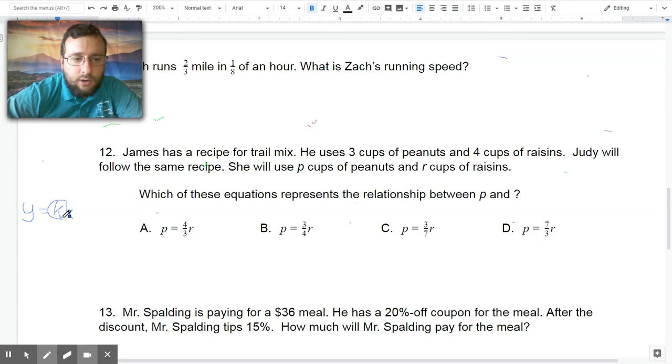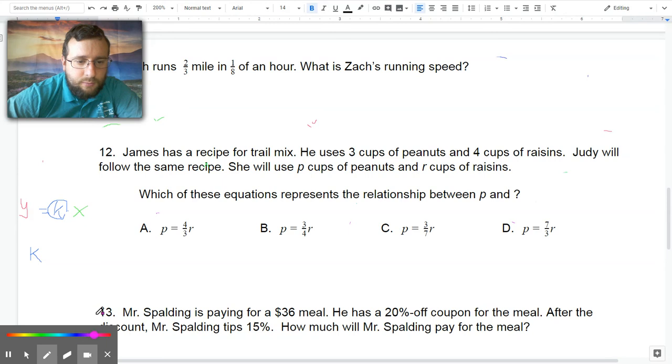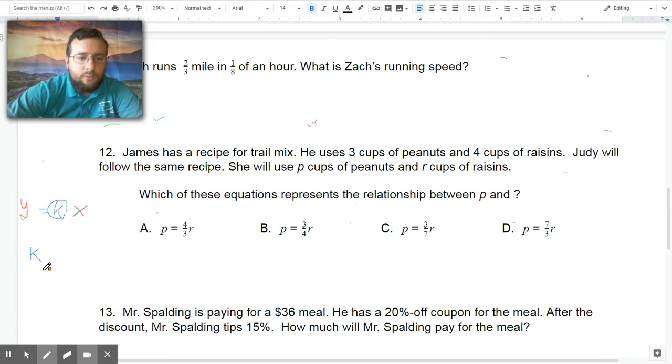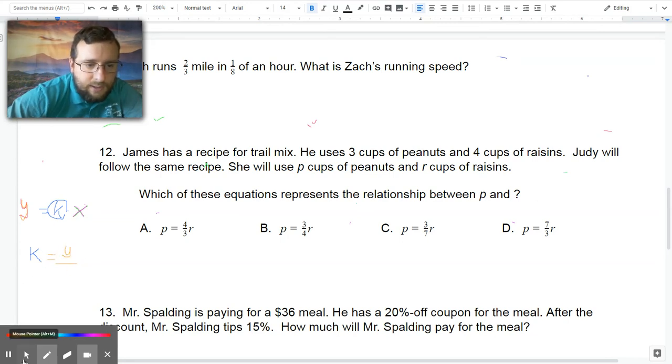But k, your constant of proportionality, is always going to be, essentially, let me use color here to help us visualize what I'm talking about. So I'm going to use purple for x and red, and then let's do orange for y. Okay, so remember that k is always going to be y divided by your x.